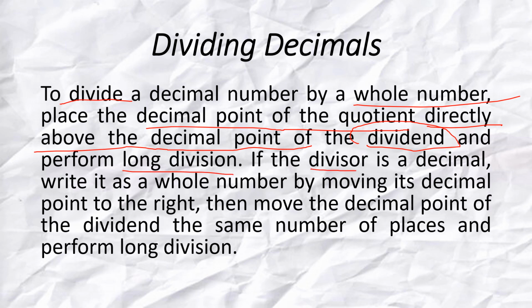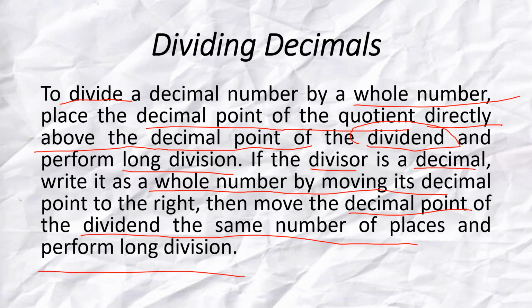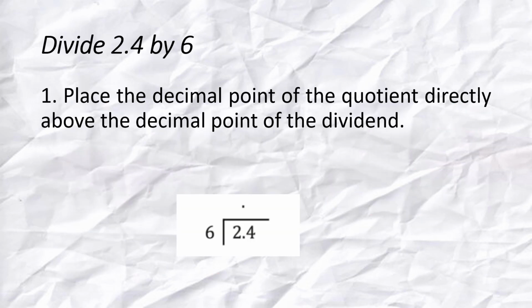If the divisor is a decimal, write it as a whole number by moving its decimal point to the right. Then, move the decimal point of the dividend the same number of places that you moved in your divisor. And then after that, you perform the long division. In order for you to better understand this process, let us have an example.